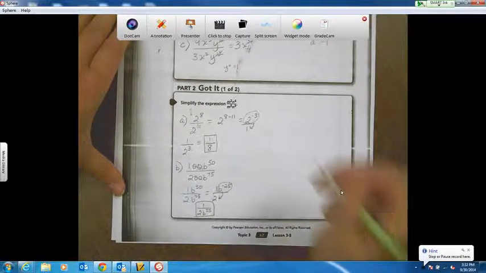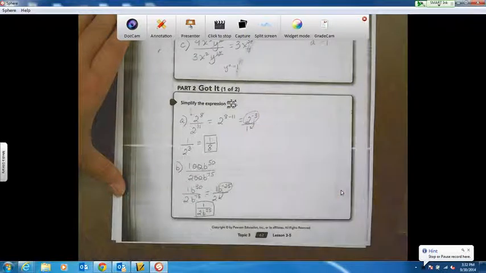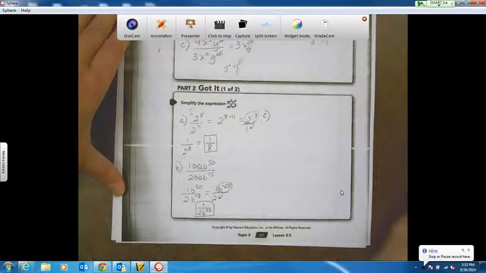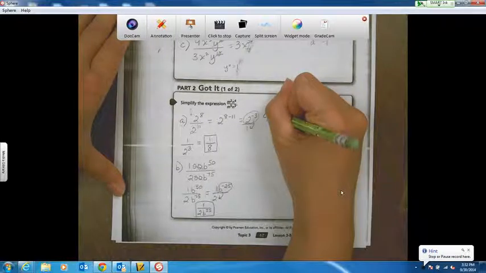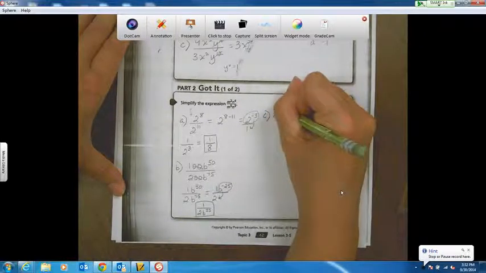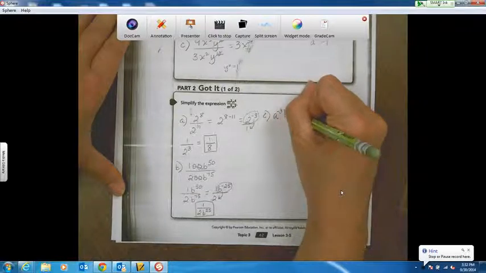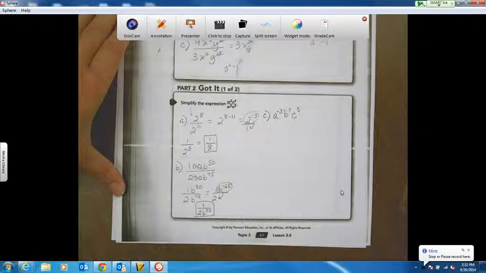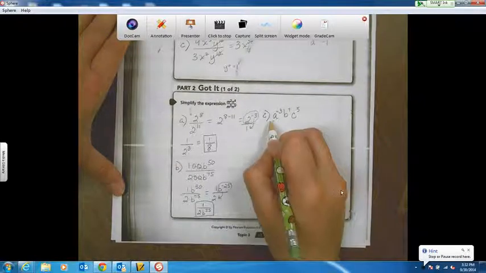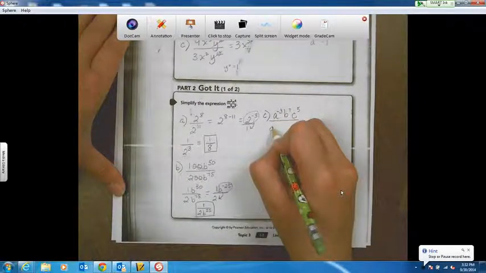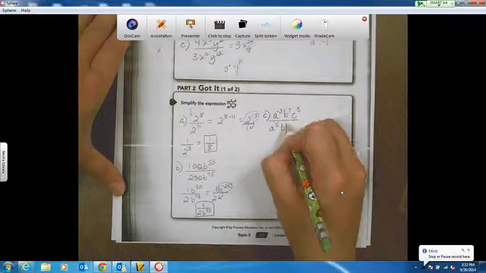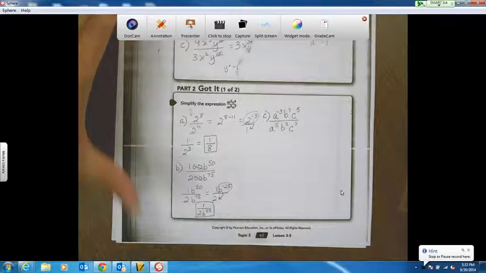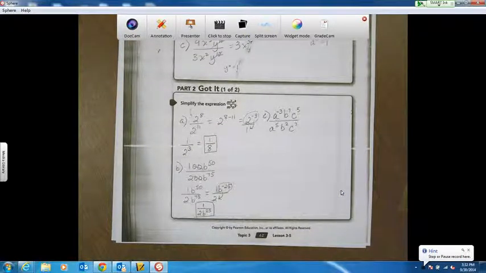Alright, let's look at another example here and make sure I have enough space. Letter C. We're going to say a to the negative 3, b to the 7th, c to the 5th, all over a to the 5th, b squared, c to the 7th. Remember, at any time if I'm going too fast, just pause the video until you can catch up.